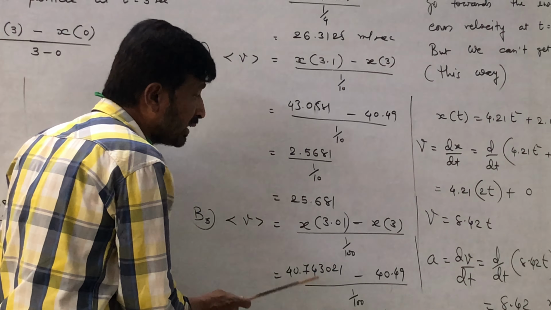But this is not the exact velocity we want to find. We want to find instantaneous velocity at t equal to 3. But this way, we can't find exact velocity. Because if we take smaller and smaller time interval, we are going towards the right answer, but we will not get it. So we have to make a trick.